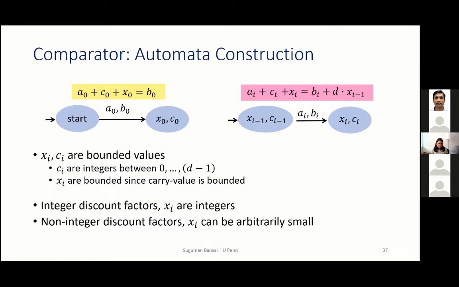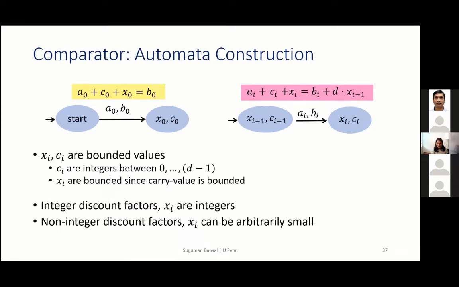But there is one issue, that these xi's could be non-integers. Turns out when the discount factor is an integer, the xi's are also integers. To see why this is true, if we observe the pink equation, then we can see that when A, C, and B's are all integers, then the xi's can also be forced to be integers. So when the discount factor is an integer, the xi's can be forced to be integers, and therefore there are only finitely many cases for xi's and ci's. And in this case, the automata will have finitely many states.